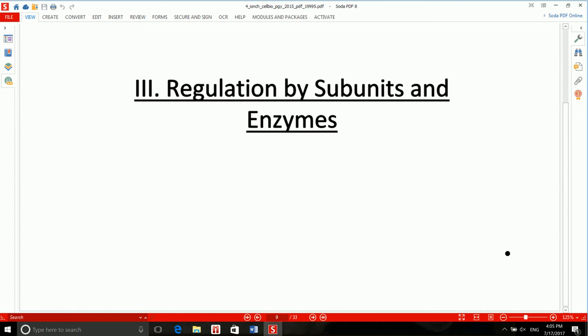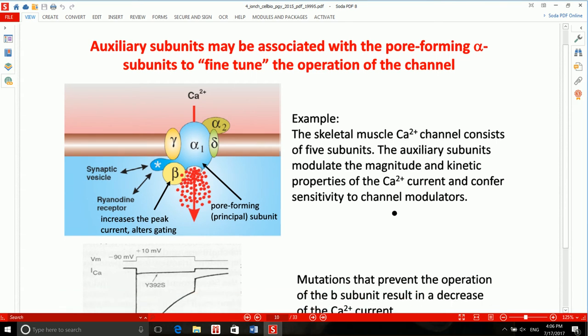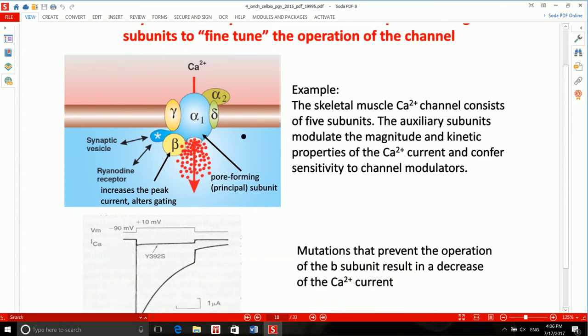Okay, now let's talk about the regulation of these ion channels by subunits and enzymes. There are three types of regulation mentioned in the lecture, of which only one is very important, and that's G protein, but I'm going to mention all of them anyway. The first one, as you can see, is the regulation of ion channels by subunits.